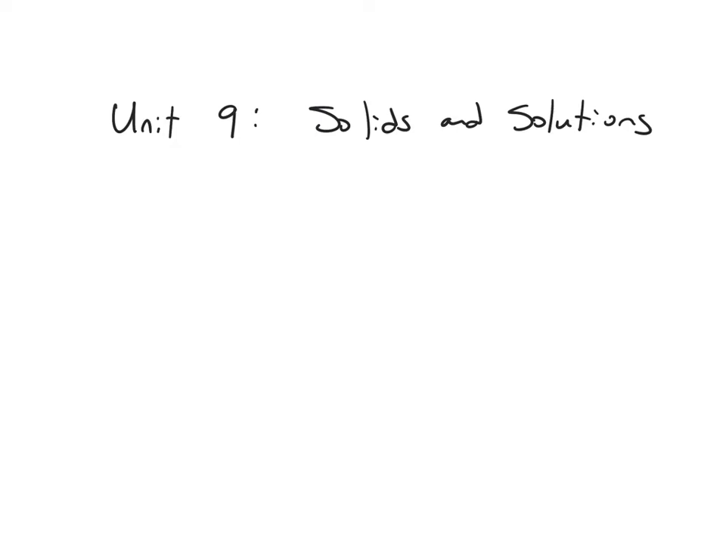Hey everybody, this video lesson is going to be the introductory notes from Unit 9, Solids and Solutions. We're going to begin talking about the solids. Solids, as you know, have a definite shape and a definite volume. But what makes up the solid may be variable. And so we're going to talk about the different types of solids that you can encounter.